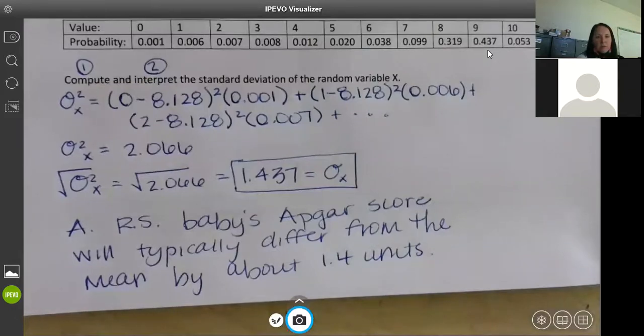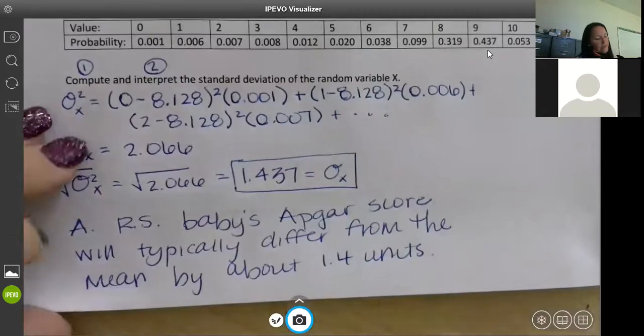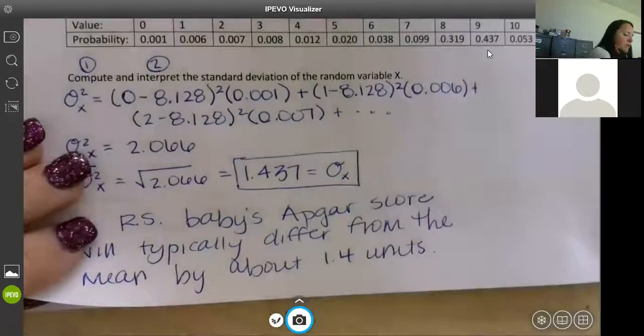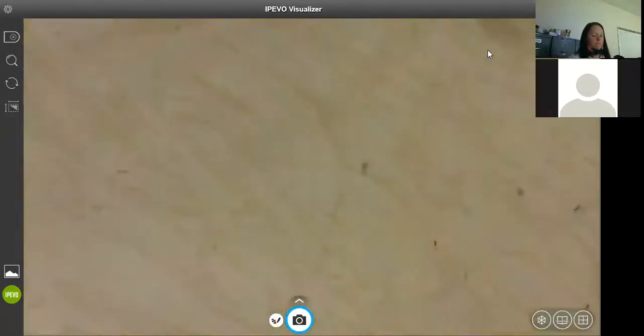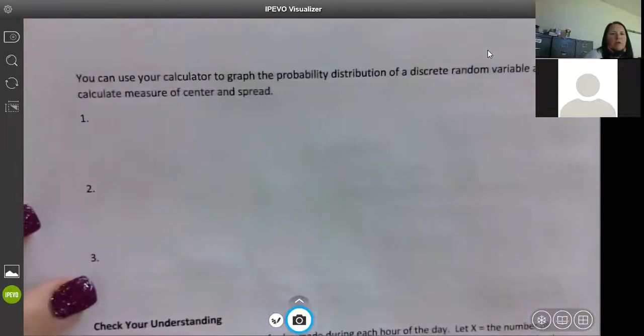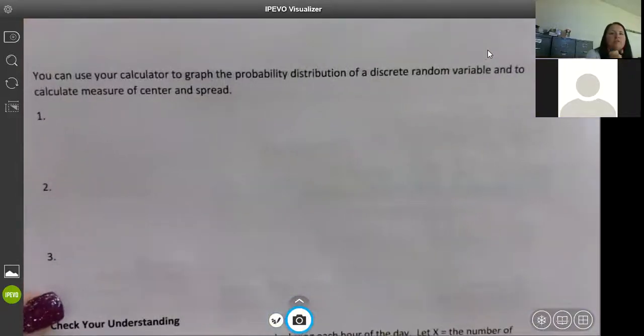All right, so what's really, really cool is you can do this in the calculator. And Rachel, this is where we're going to talk about that histogram. So you can use your calculator to graph the probability distribution of a discrete random variable and then calculate the measure of center and spread.